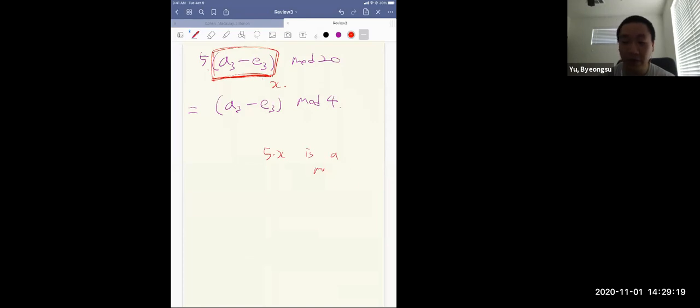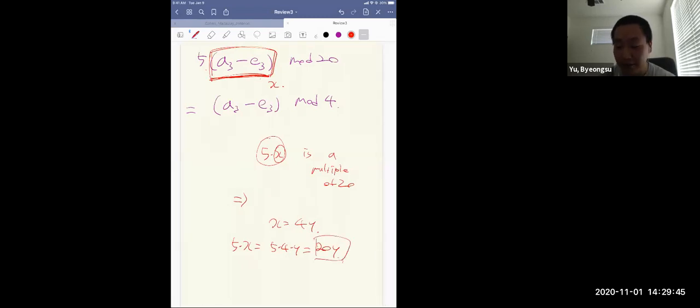then it means that if x is a multiple of 4, then 5 times x is a multiple of 20, right? For example, if x is 4 times some number y, then 5 times x is 5 times 4 times y, which is 20y, right? So definitely it is a multiple of 20. So 5 times x being a multiple of 20 is the same as x being a multiple of 4, right? So that's why we can just get rid of it.